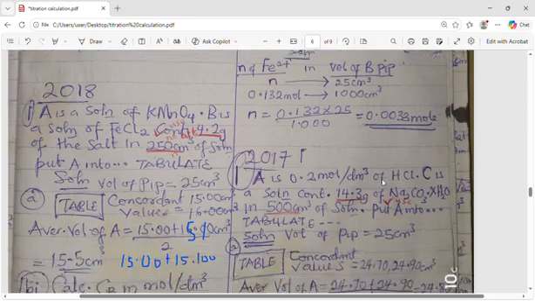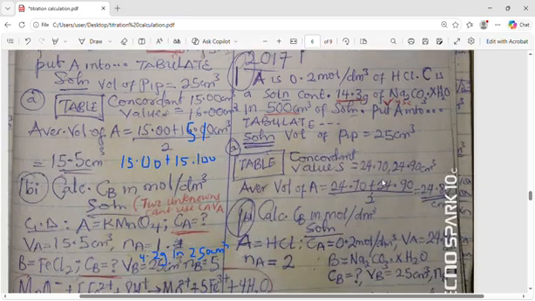Now for the 2017 question, they said A is 4.2 moles per dm cube of HCl. Then they use C this time instead of B, so don't always stick to one method. They may say A and C, they may say A and B. Now they say C is a solution containing 4.3 grams of sodium carbonate. But take note of the question here: they say XH2O, which means we don't know the water of crystallization number, in 500 cm cube. Then do the same thing. The volume of pipette is always 25.